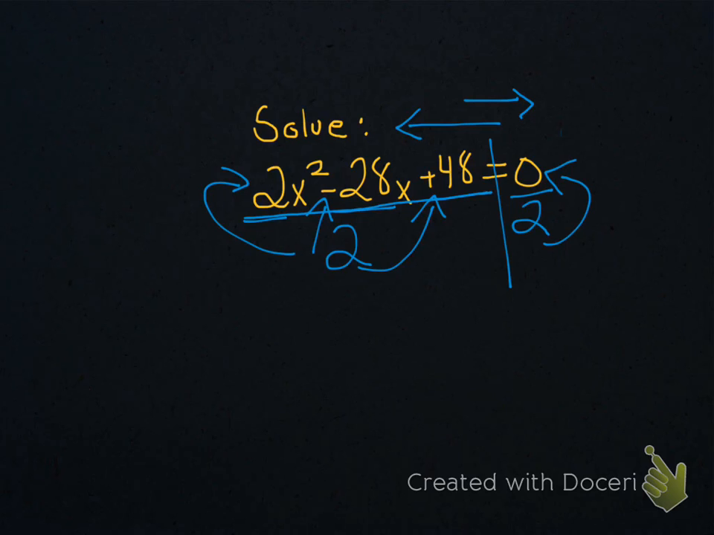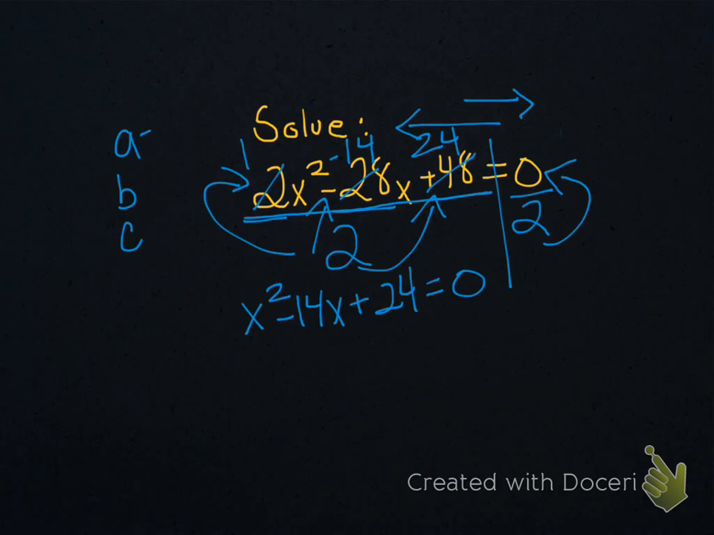So 2 goes into 2 once, 2 goes into 28 14 times. Watch out, that's a negative 14. And 2 goes into 48 24 times. So let's write down the players. We got x squared minus 14x plus 24. All right, that's what we're dealing with right now. Equals, well, what's 0 divided by 2? It's still 0. Awesome. So we were going to do the quadratic formula, so let's do it. Oh, these are much more manageable, a, b, and c, aren't they? See why you always want to look for a GCF. It makes life easier. So 1, a negative 14, and a 24.